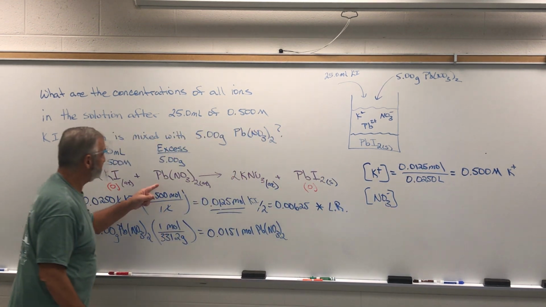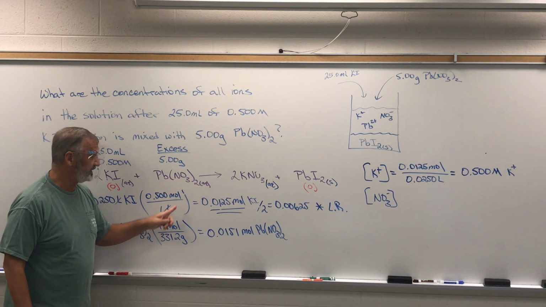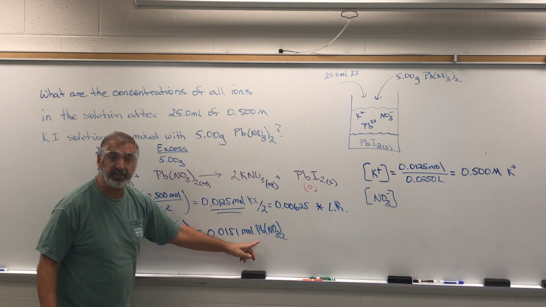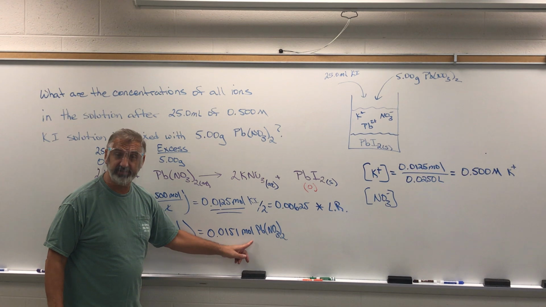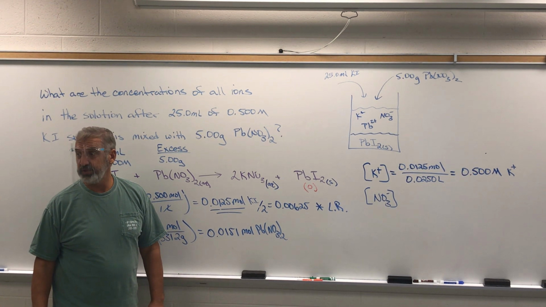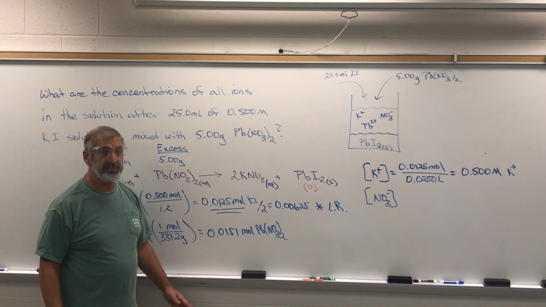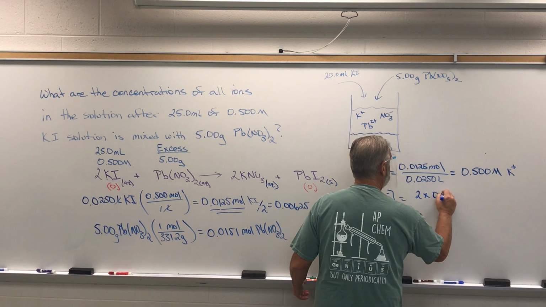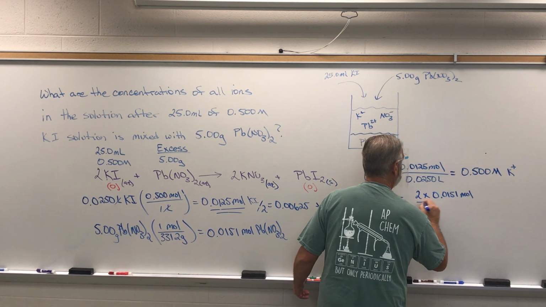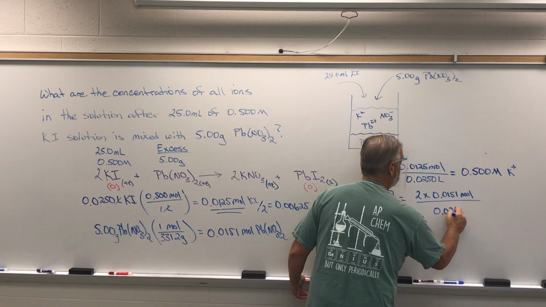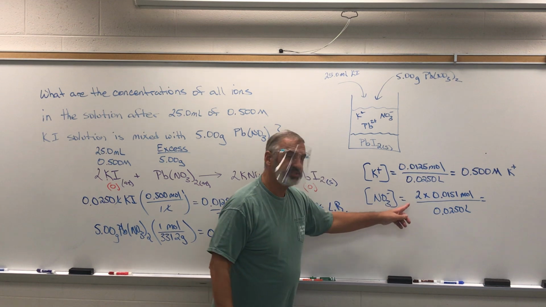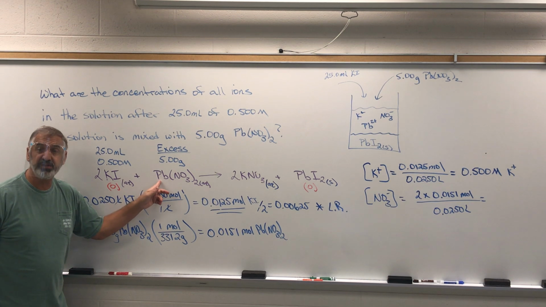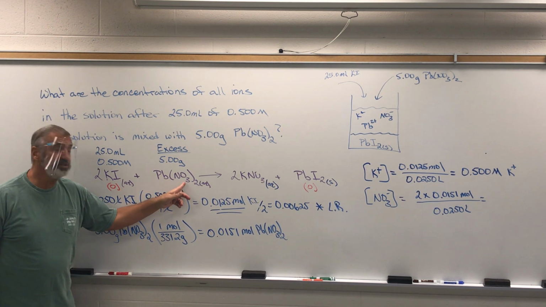However, in this case, for every 1 mole of lead nitrate that we have, we have 0.0151 moles of lead nitrate. How many moles of nitrate am I going to get in solution? 2 times that, right? So it's going to equal 2 times 0.0151 moles divided by the volume. Does everybody understand that too? Because when lead nitrate dissolves in water, it dissociates into a Pb2+ and 2 NO3 minuses.